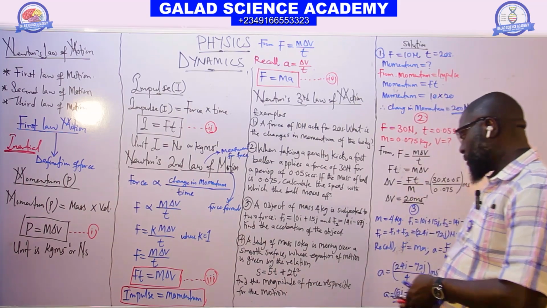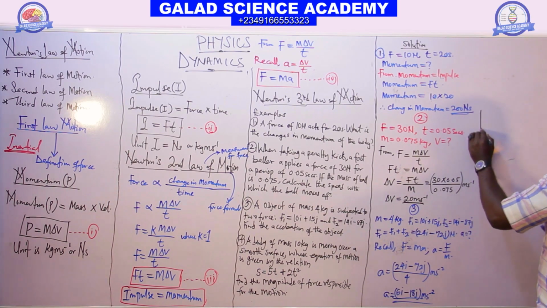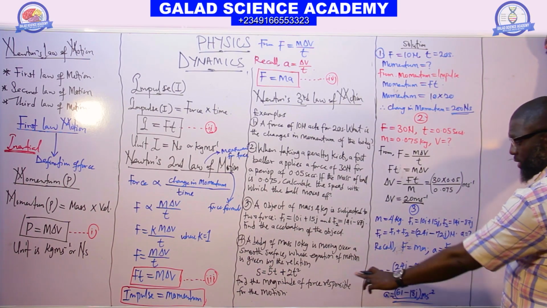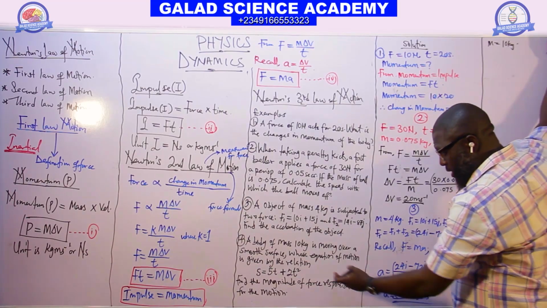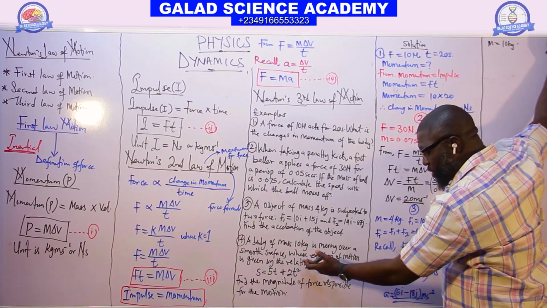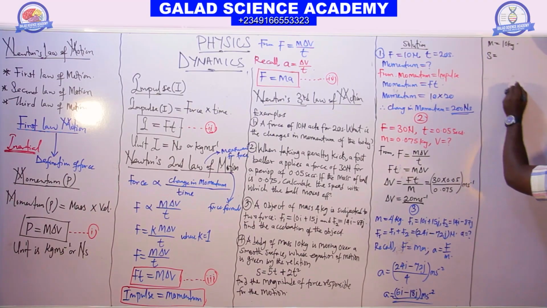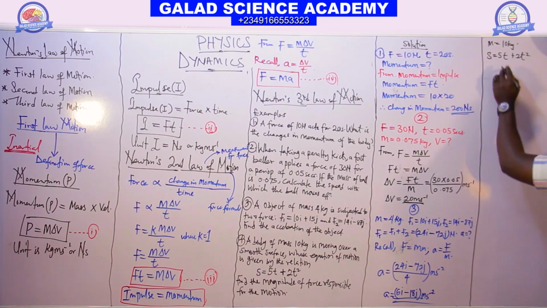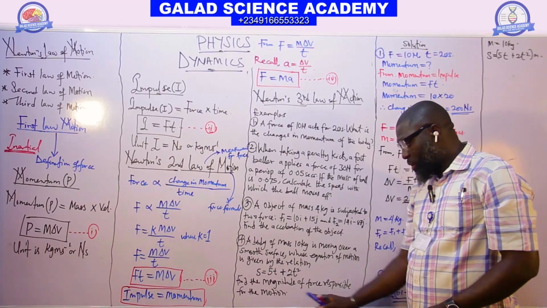The first question: a body of mass 10 kg is moving over a smooth surface whose equation of motion is given by the relation. We are given the mass of the body as 10 kg, moving over a smooth surface with an equation given by S is equal to 5t plus 2t squared. This S is measured in meters. Find the magnitude of force responsible for motion.